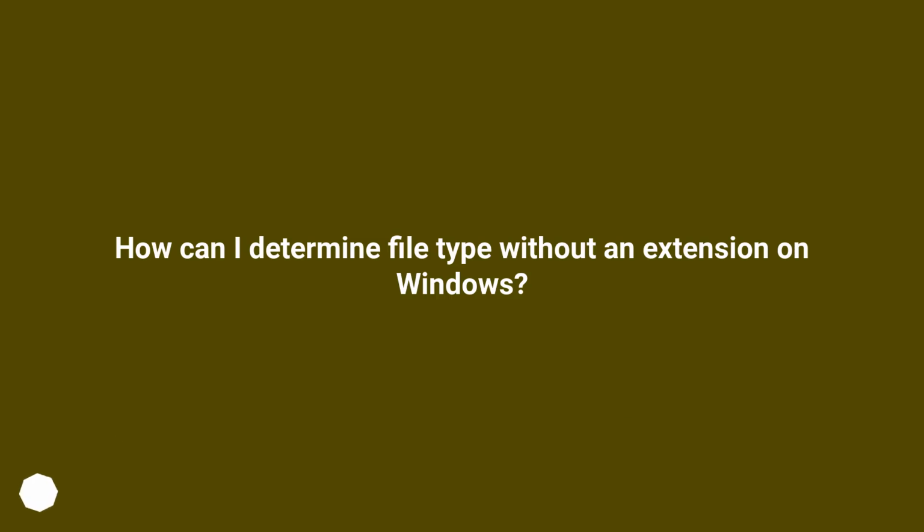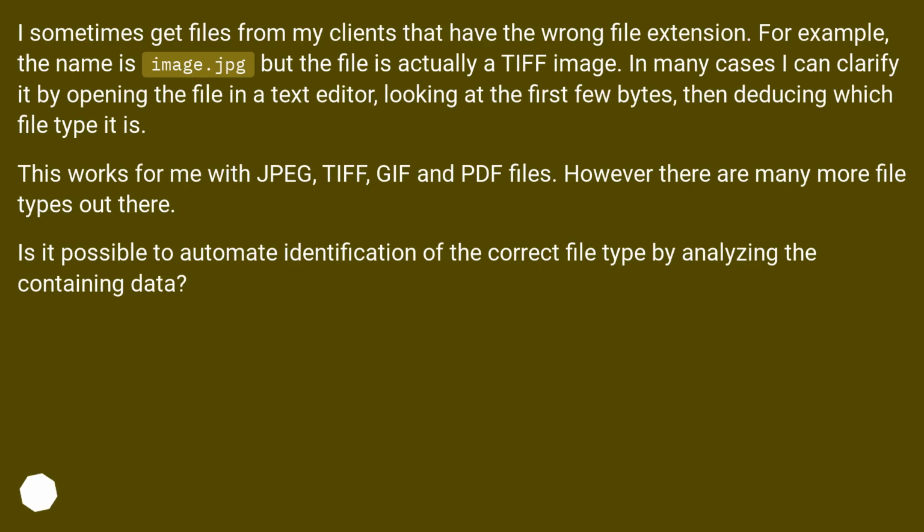How can I determine file type without an extension on Windows? I sometimes get files from my clients that have the wrong file extension. For example, the name is image.jpg, but the file is actually a TIFF image.